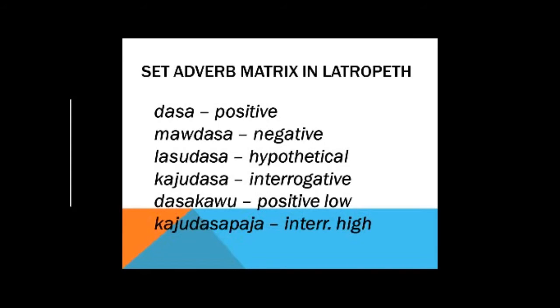Kayu dasa paya. So now we've added a high degree to kayu dasa, which you can also see on this slide. Kayu dasa is interrogative, meaning when you're asking a question about, in this case, dasa, the ability to perform the action of the verb. But you've also got high degree at the end. So you have kayu dasa paya, and you could translate it as something like, is there a high possibility this person is able to do whatever it might be.